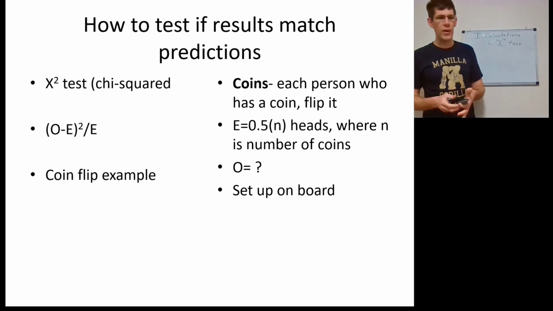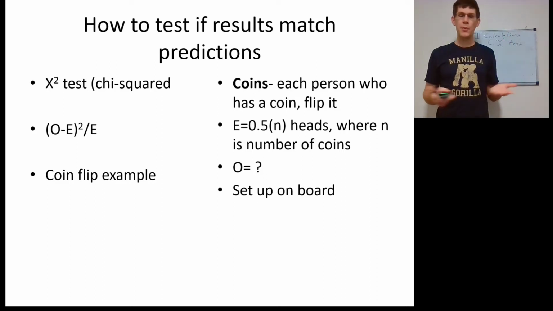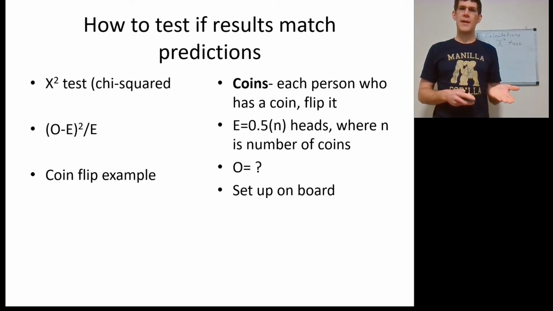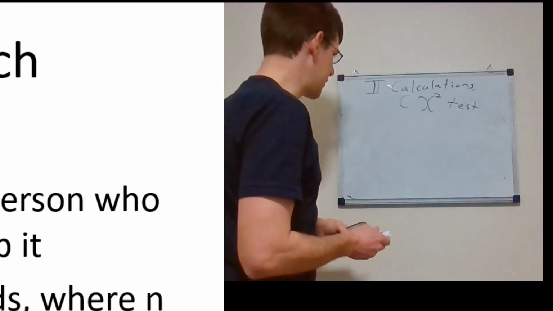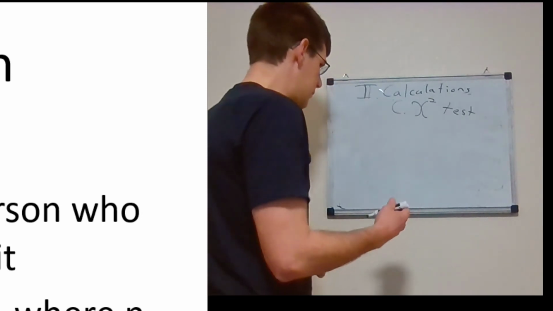So we're going to take a coin flip example. Each person in the class should have a coin and should flip it. Or you at home, flip a coin 10 times. Your expected is 0.5 times 10, n equals 10, is going to be heads. So at home, take a coin and flip it 10 times. You can pause me so I don't have to wait. Okay, so what's your observed number of heads? All right, so that's your observed number of heads.